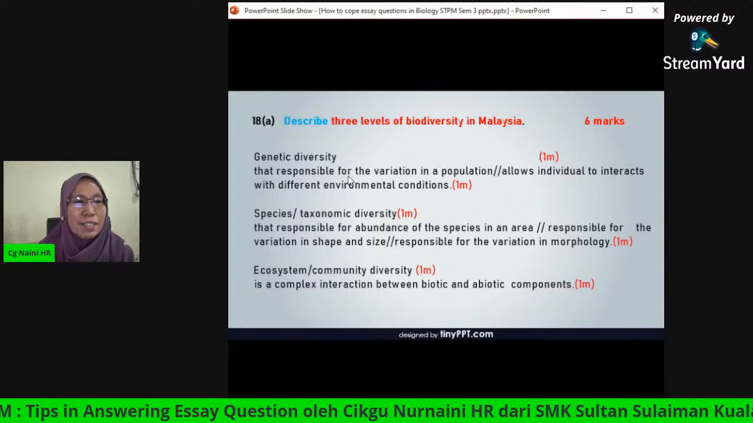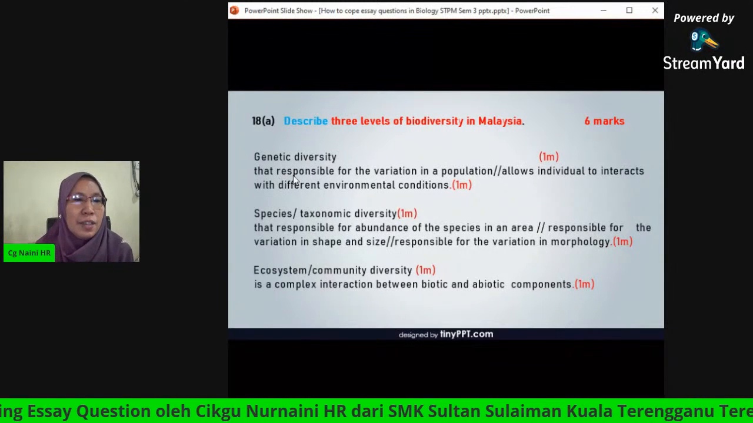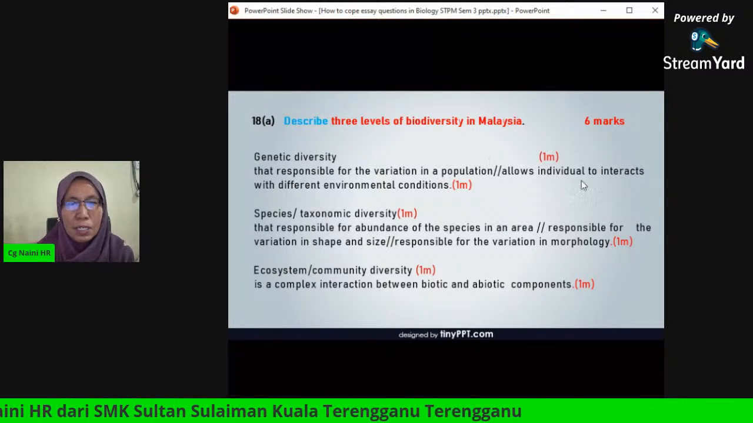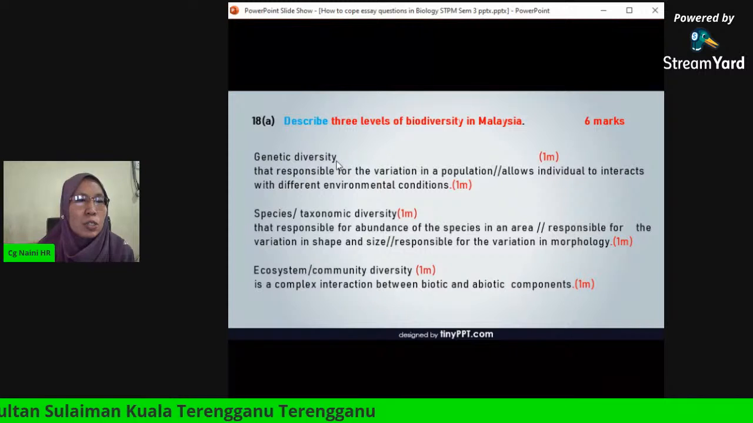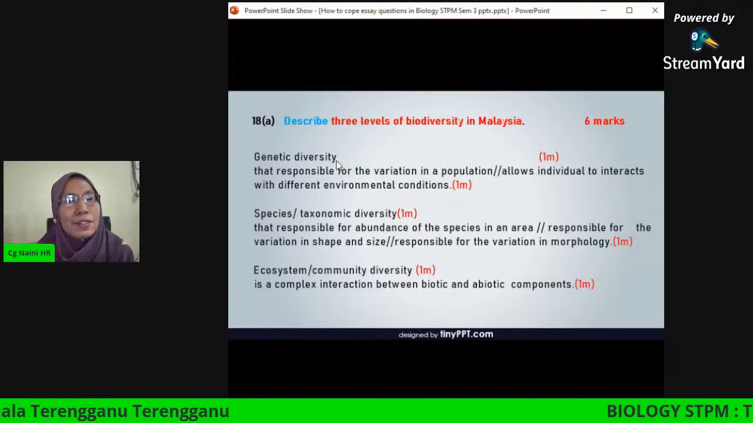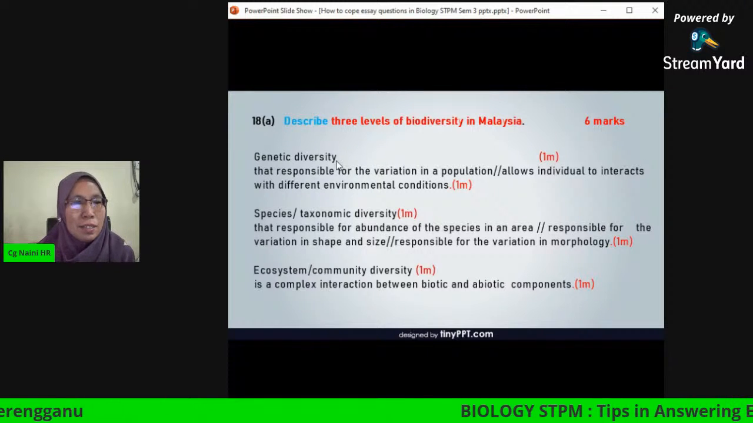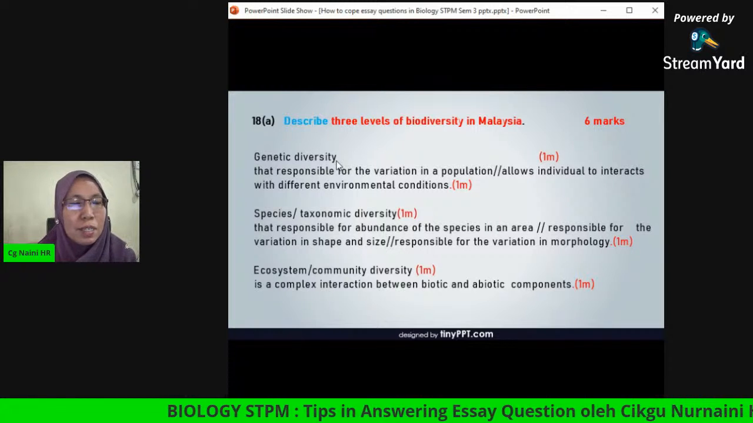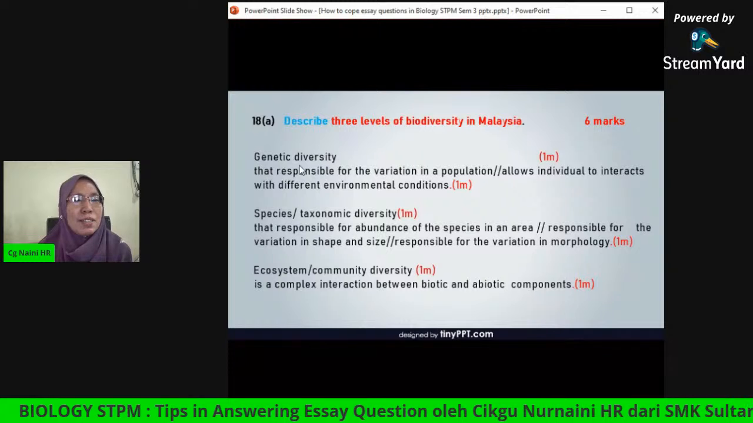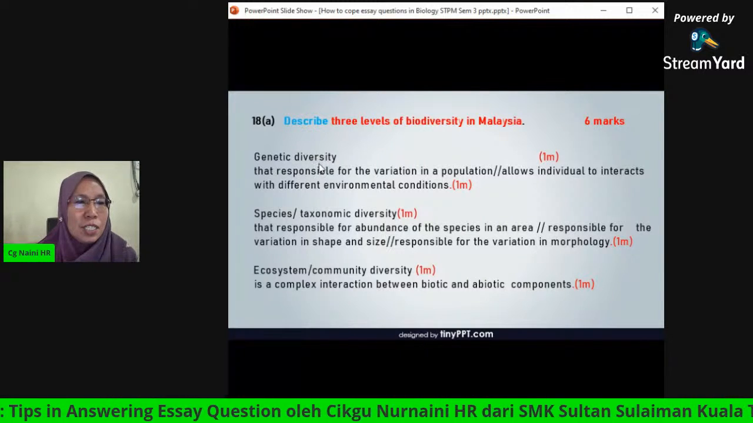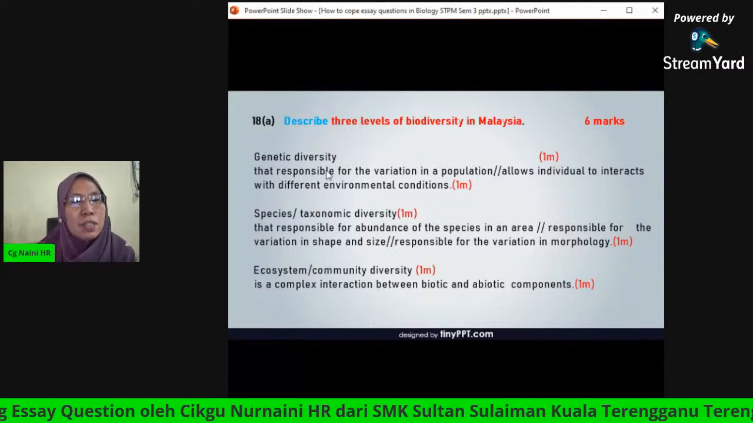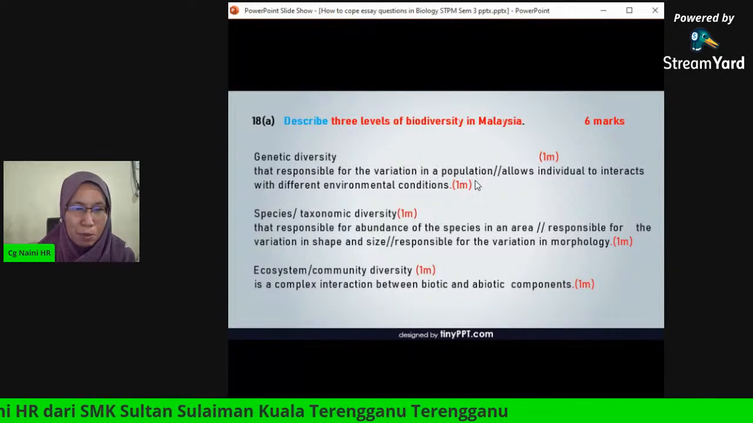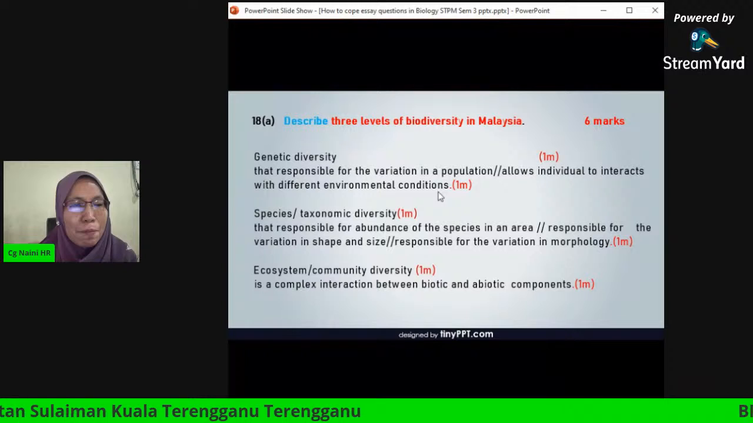Okay, so genetic diversity, is that responsible for the variation in population. Okay, this one is another point. So you can write in your essay, in your answer. This question is essay type, so you must write in essay type. You can say genetic diversity is responsible for the variation in the population. So you get 2 marks. Okay, easier to get 2 marks.